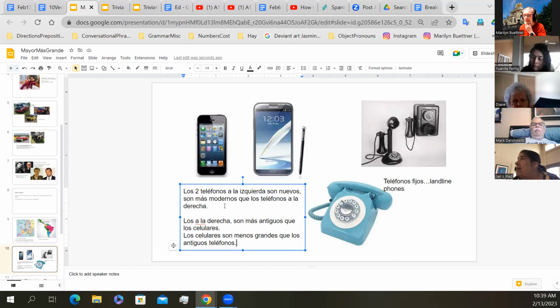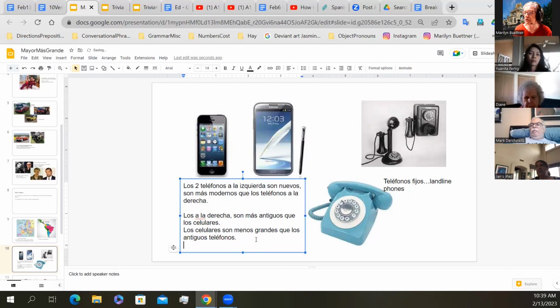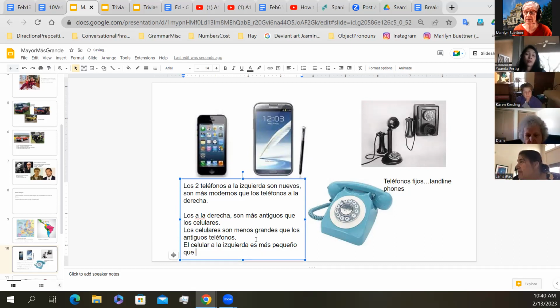El celular a la izquierda es más pequeño de el celular a la derecha. Sí, bien. Okay. También buen ejemplo. Si queremos comparar, if we want to compare el celular a la izquierda con el celular a la derecha, sí, el celular a la izquierda es más pequeño que el celular a la derecha. Here we'll use, instead of the word de, the word que.